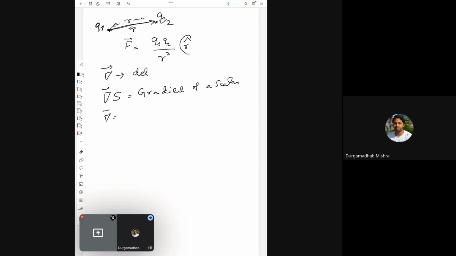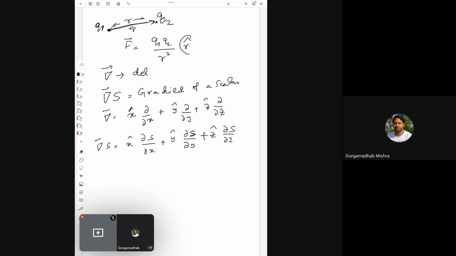So how is it written? Del, in a Cartesian coordinate system, is given by x cap del by del x, plus y cap del by del y, plus z cap del by del z. These are partial derivatives, del by del x, del by del y, del by del z, and this is a vector operator. Now if I operate it on a scalar S, I have something like this, where S is a function of x, y, z.